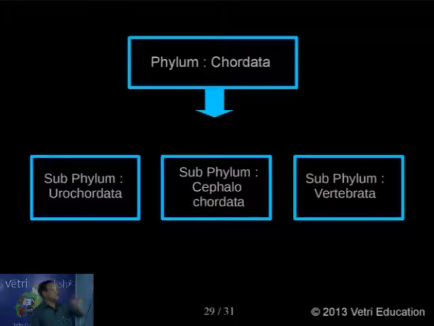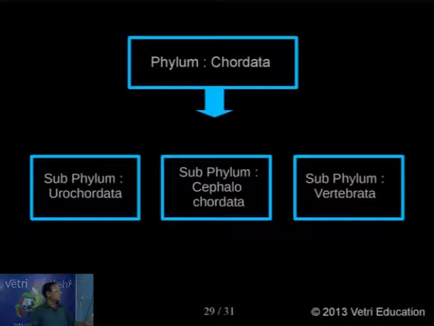Now let's pass on to the next one. The phylum Chordata is again classified into Urochordata, Cephalochordata and Vertebrata. This classification is based on the nature of the notochord, the nature of the backbone. In the case of Urochordata and Cephalochordata, we have the backbone in the form of a notochord made up of vacuolated cells. But in the case of Vertebrata, we have a vertebral column in the form of a backbone formed of small pieces of bones, with a definite number for each group of species.